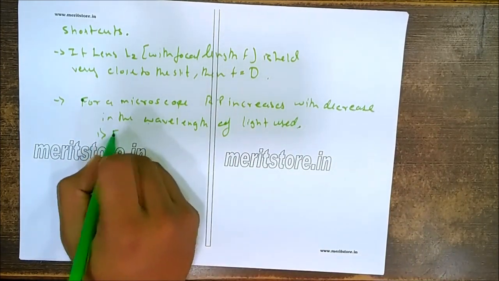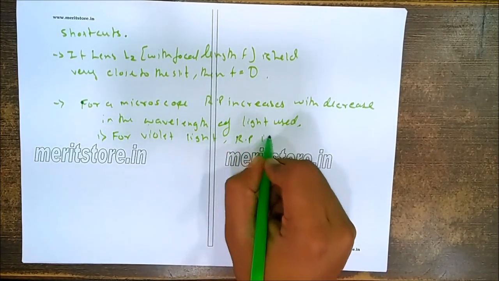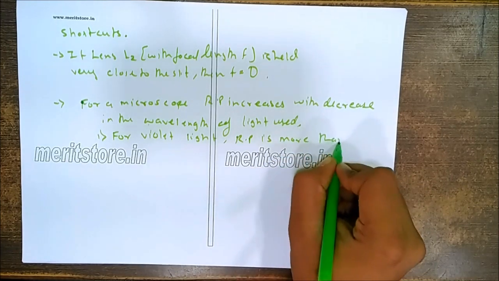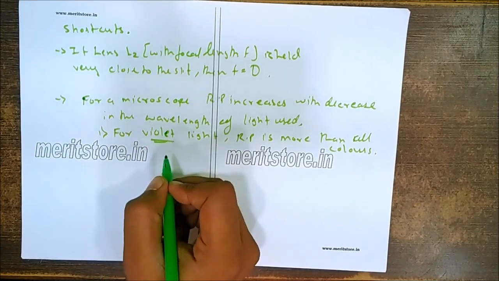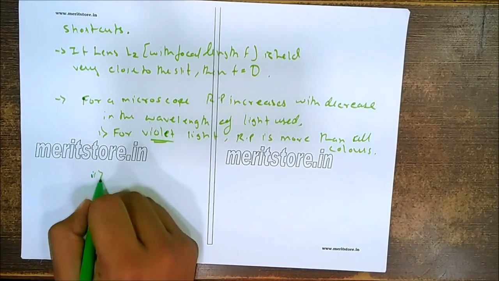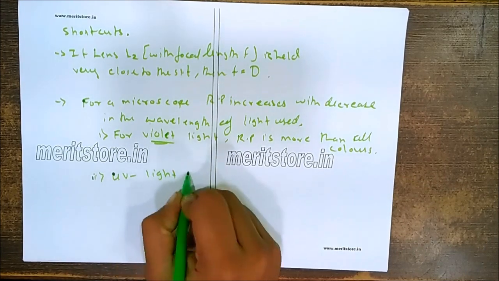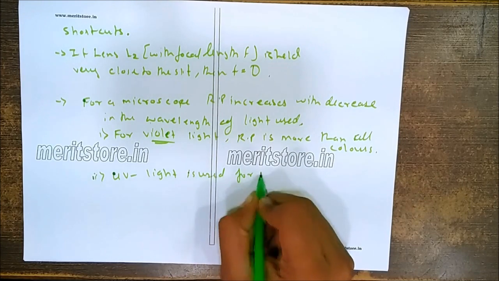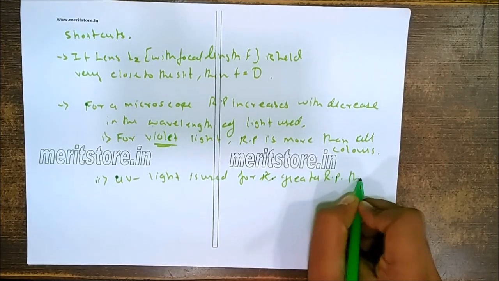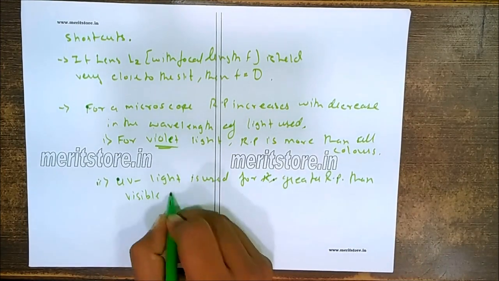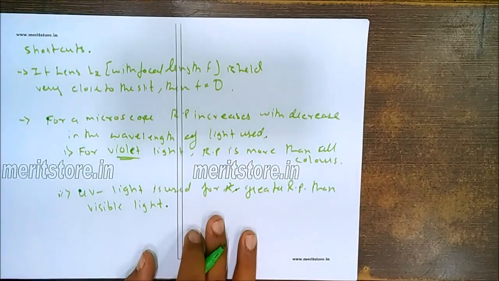So for violet light, resolving power is more than all colors. Now this is by nature because violet has the least wavelength. Second, UV light is used for greater RP than visible light. So that's all from chapter diffraction.